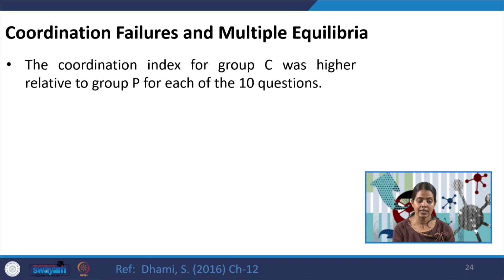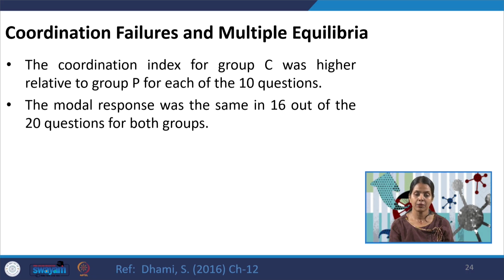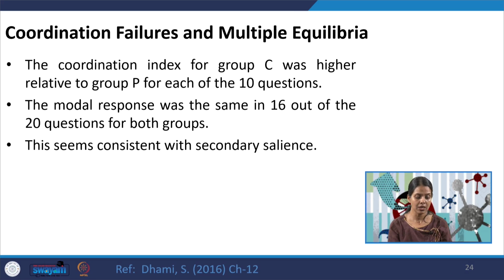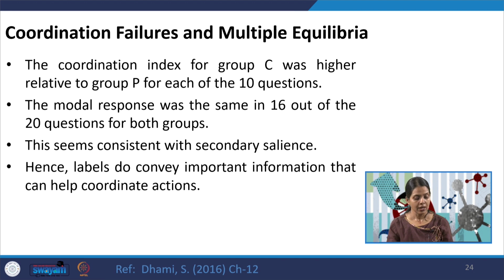The coordination index for group C was higher relative to group P for each of the 10 questions. So, of course, we can say that there was some level of coordination among the C group. The modal response was the same in 16 out of the 20 questions for both groups. This seems consistent with secondary salience, that is when one individual takes into consideration what is salient for the other players. Hence, labels do convey important information that can help coordinate activities.